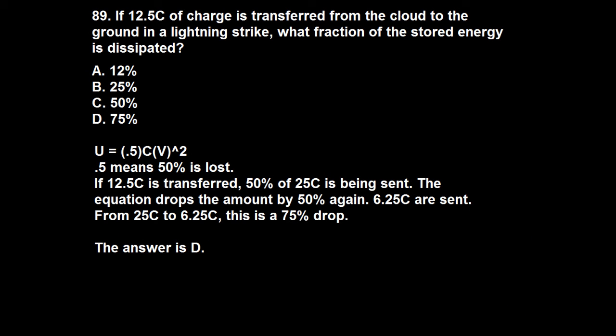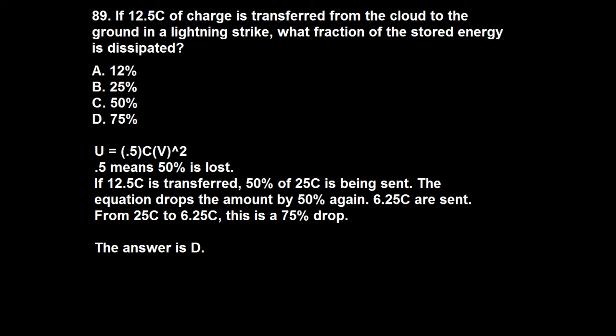Question 89 asks, if 12.5 coulombs of charge is transferred from the cloud to the ground in a lightning strike, what fraction of the stored energy is dissipated? We can use the equation U equals half CV squared. Now what this means is, the electric potential energy equals 1/2 times the capacitance times the voltage squared.